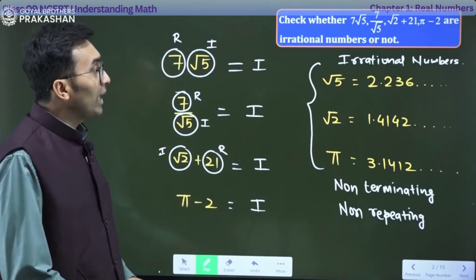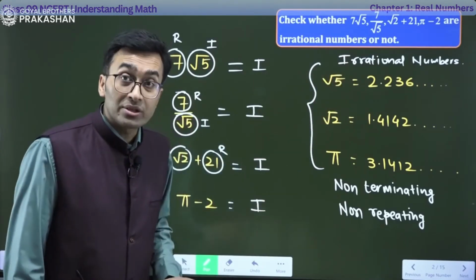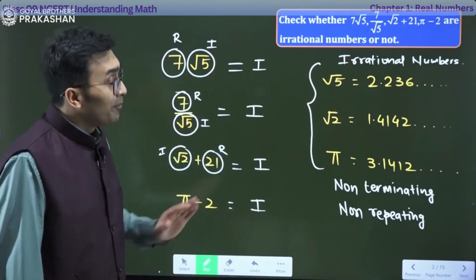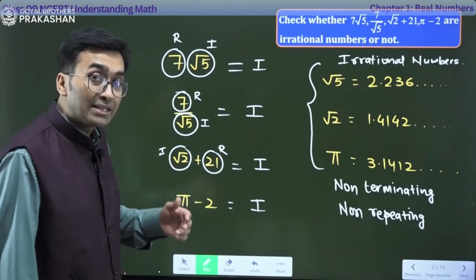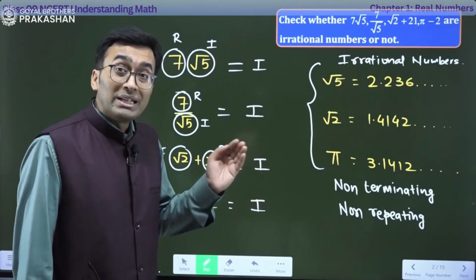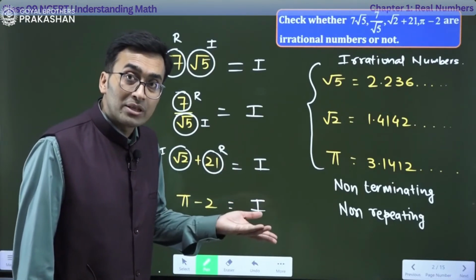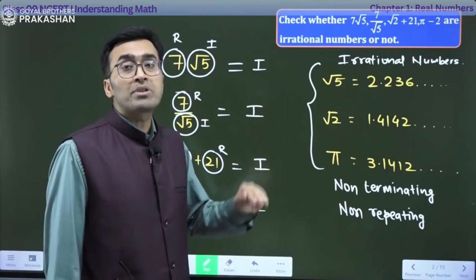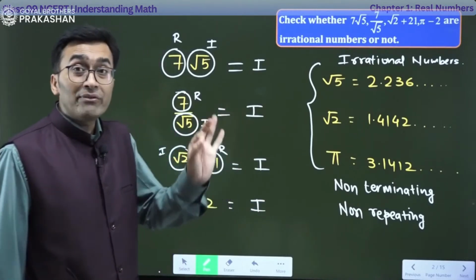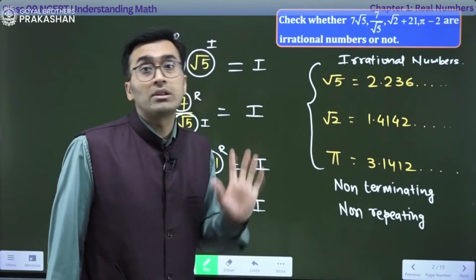Okay, so what we have observed, all these numbers are irrational. Why are they irrational? Because we have observed that in some way they are multiplied with an irrational number, divided by an irrational number, or added to or subtracted by an irrational number. If there is a presence of irrational, it will make the whole term irrational.